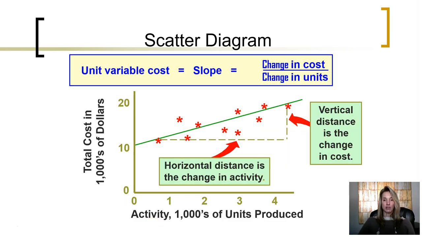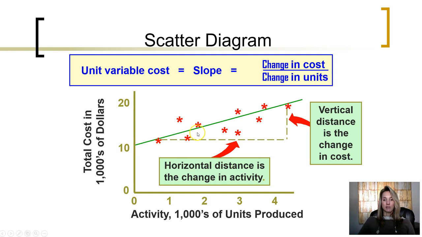One such method to break out the variable and fixed elements of a mixed cost is to use a scatter diagram. In a scatter diagram, a series of data points, let's say, months' worth of utility costs, are plotted into a diagram. Each of these data points represents a cost in dollars of an electricity cost when a certain number of units are produced. So over the past 12 months, these were the electricity costs that were incurred when units were produced.